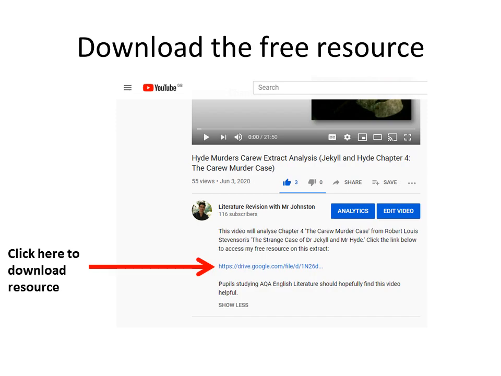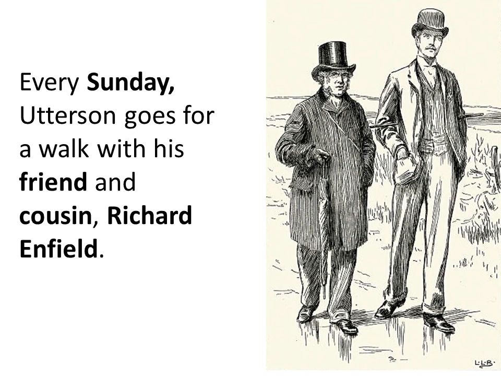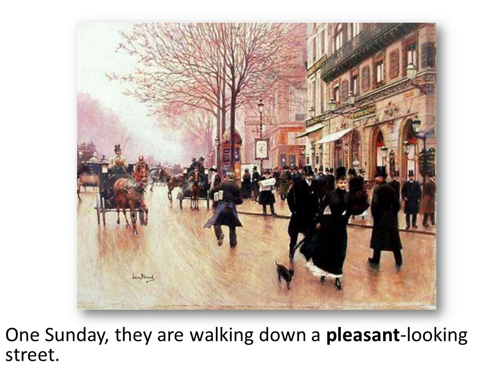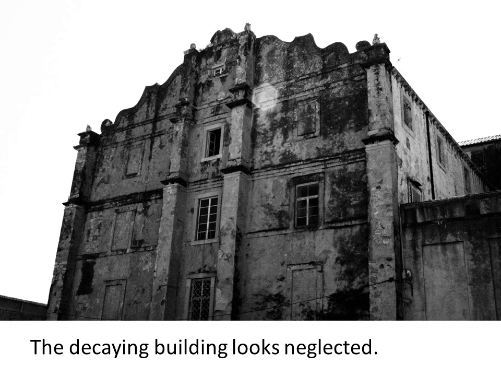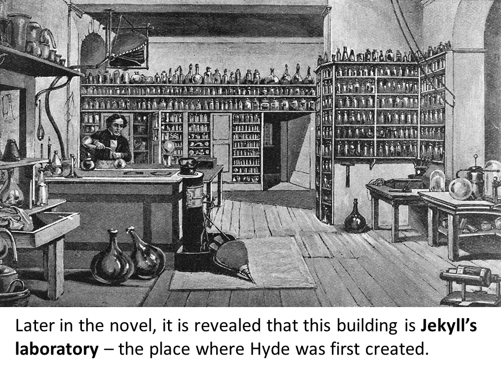Let's now summarise our extract. Every Sunday, Utterson goes for a walk with his friend and cousin Richard Enfield. One Sunday, they are walking down a pleasant-looking street. Utterson and Enfield then see a sinister-looking building. This decaying building looks neglected. Later in the novel, it is revealed that this building is Jekyll's laboratory, the place where Hyde was first created.